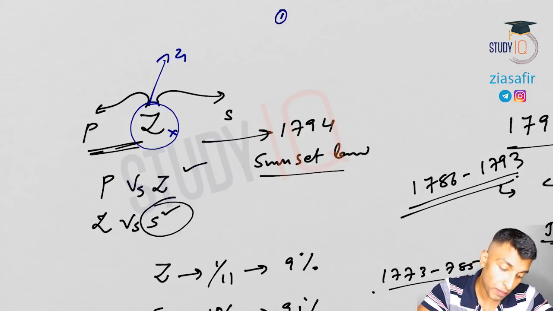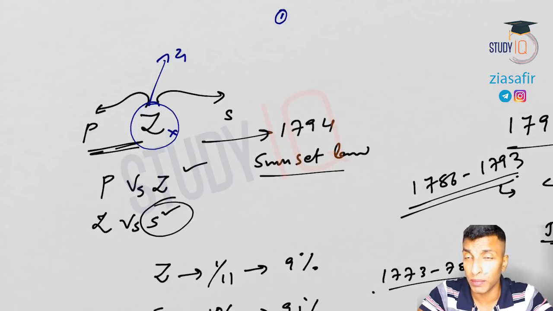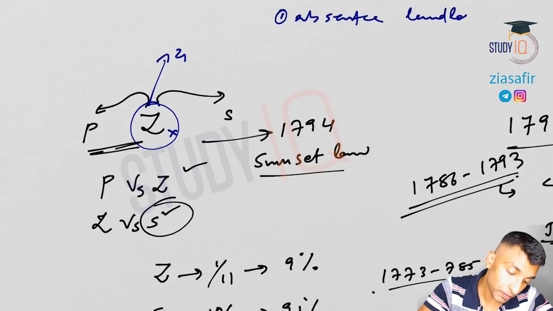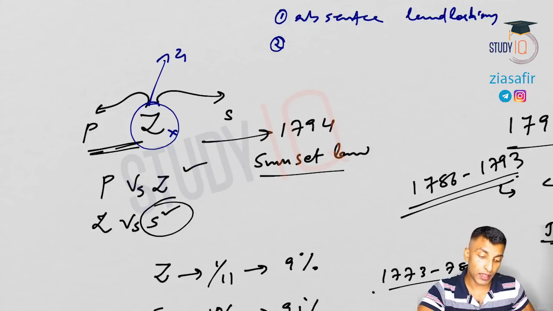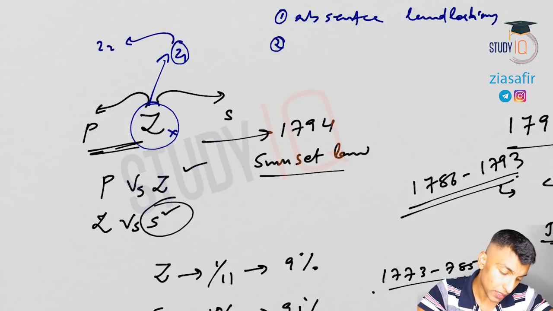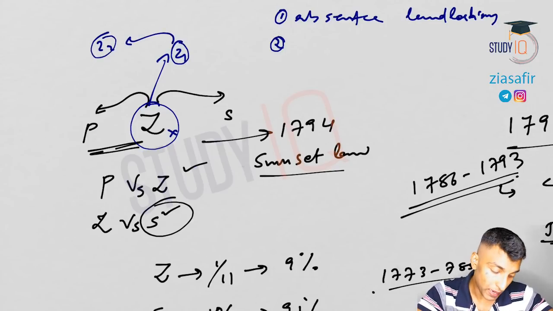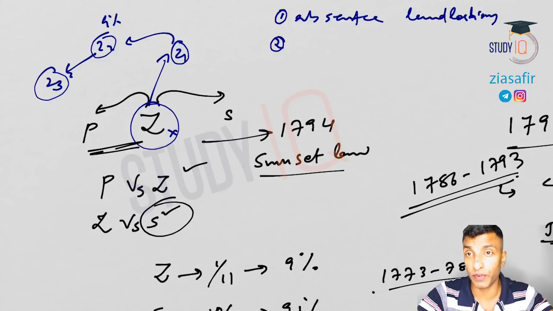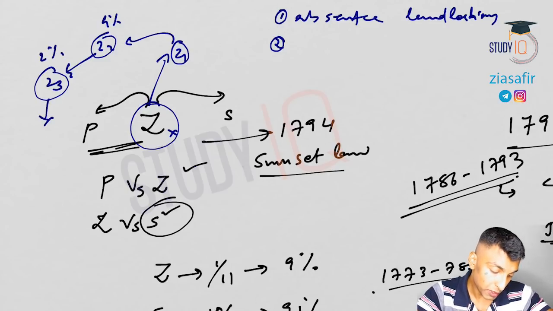So the first important consequence that you cannot afford to miss if the question is about permanent settlement is absentee landlordism. Second, this zamindar who took the contract may not have time, so he will appoint another person, like zamindar 2, to collect this, by saying that out of the 9 I'll get, I'll give you 4%. Zamindar 2 may appoint another person, zamindar 3, by saying that out of the 4 I get, I'll give you 2%. This person may appoint another person by saying that I'll give you 1%.